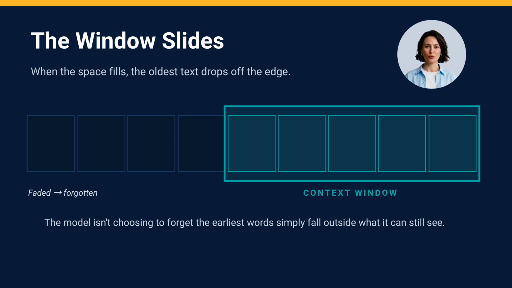So what happens when the window fills up? The window slides to make room for new information. As new messages enter on one side, the oldest text slides off the other end. Once something falls outside the window, the model genuinely can't see it anymore. The AI isn't choosing to forget that early detail. It has simply moved beyond what the model can still look at. It's like looking out a window of a moving train. New scenery comes into view as old scenery disappears behind you.